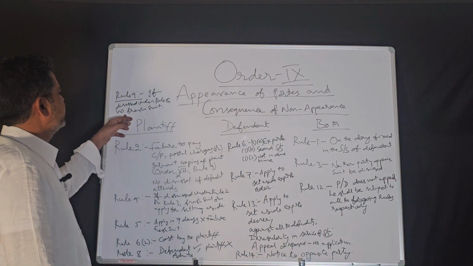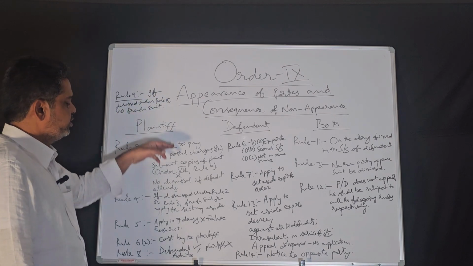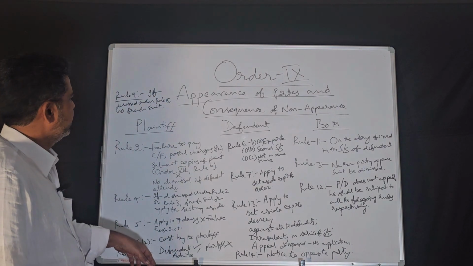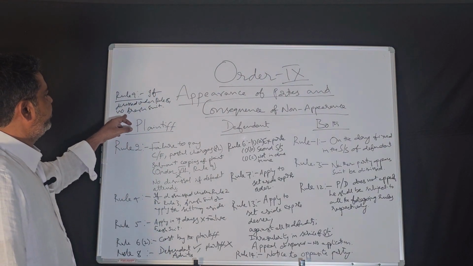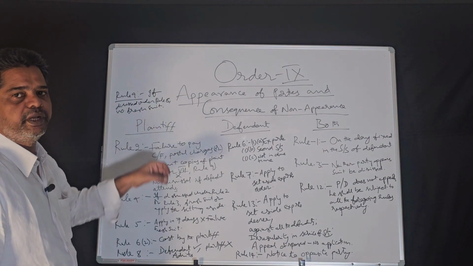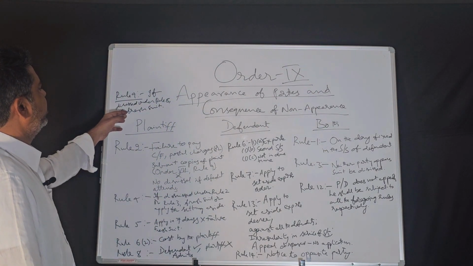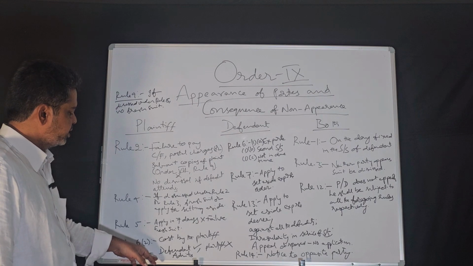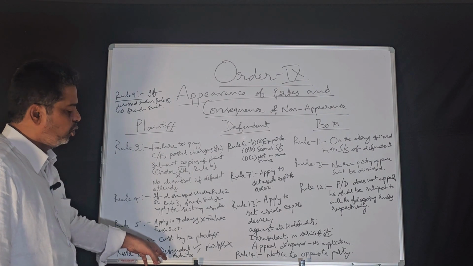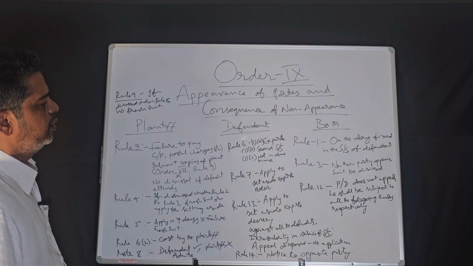Rule 9 says that if the suit of the plaintiff is dismissed under Rule 8, the plaintiff is prevented from filing a fresh suit on the same cause of action, but he can apply to set aside the dismissal order made against him under Rule 8 of CPC.